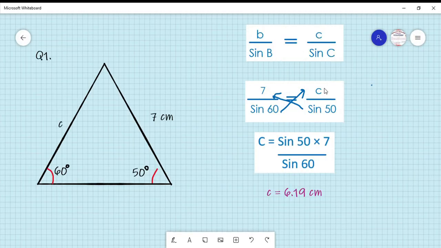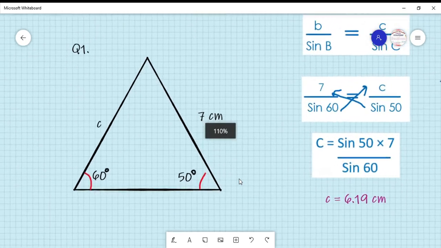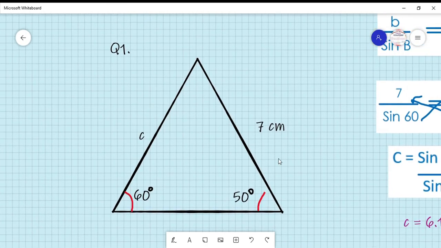Here I have the first question. This is a triangle that is not right-angled. One more thing before solving the question: if you want to find the length or the angle theta, you need to have at least one pair. What I mean by one pair is the opposite side. Now, the opposite of 60 will be 7. Opposite of 50 will be c. So of the opposite sides, we at least need to have one pair of them.